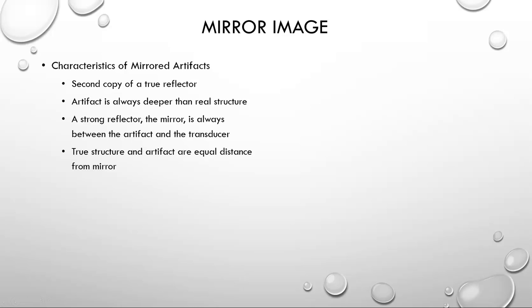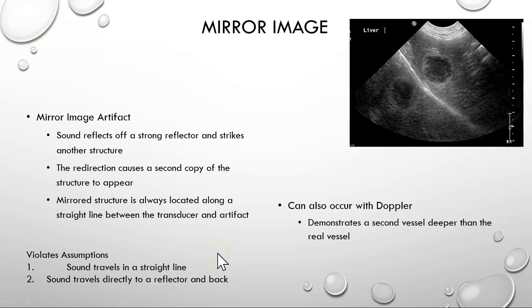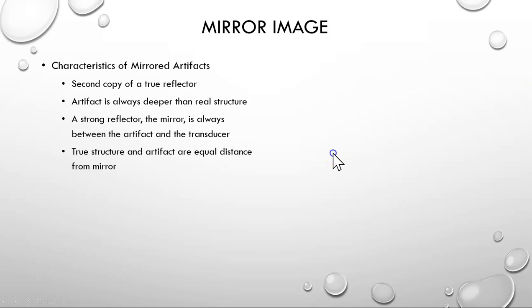The true structure and the artifact are equal distance from the mirror. So if we go back and look at that, we see our strong reflector directly between the real structure and the mirrored structure, and both structures are equal distance from the mirror. And that holds true when looking at this set of characteristics.